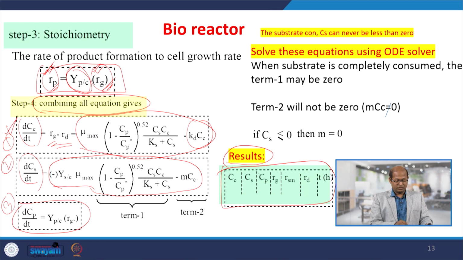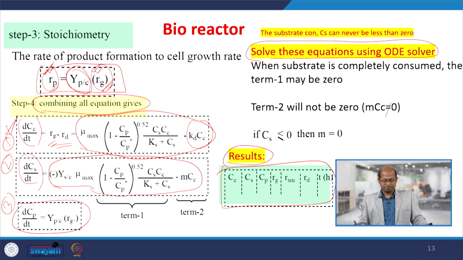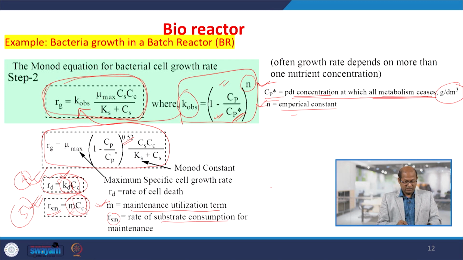So, now if we solve these 5 equations, 1, 2, 3, 4 and 5, by using an ordinary differential equation solver, then we can get the cell concentrations at different times, 0, 1, 2, 3, 4 hours. By putting in all parameters, we get the cell concentrations, substrate concentrations, and product concentrations. And Rg, the rate of cell formation, is also given by its equation if we solve it.